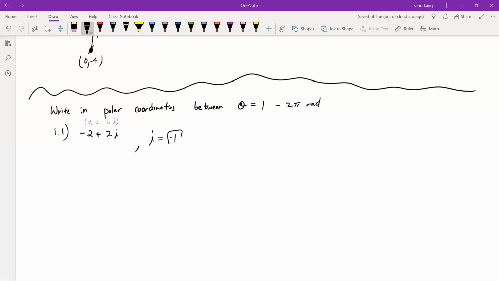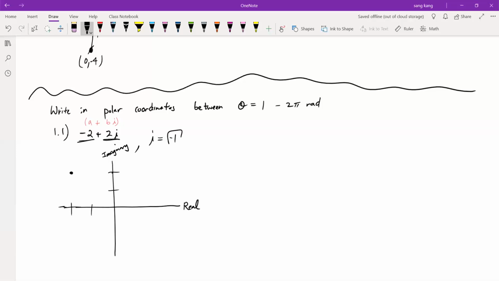So when we draw our coordinate system, this is our real axis, and this is our imaginary axis, right? So our a represents our real number, so we're going to go negative 2, and our b with the sign represents our coordinate in the imaginary axis, so that would be 2 this way. So the intersection of those 2 points is there, right? Not here.